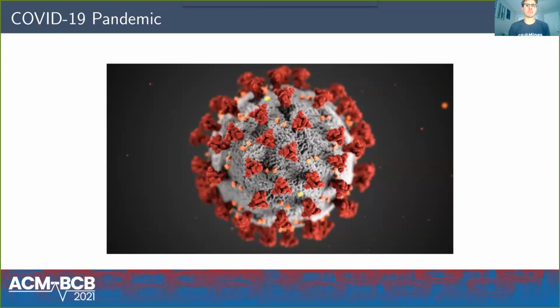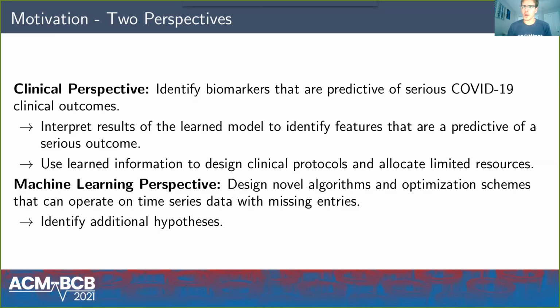So the COVID-19 pandemic has had a significant impact on all of our lives for the past year and a half. It is currently still raging across the world. This has given rise to a wide array of research studying how we can handle and manage this pandemic. In our work, we take two perspectives on this approach.